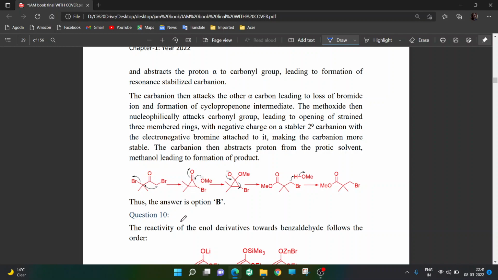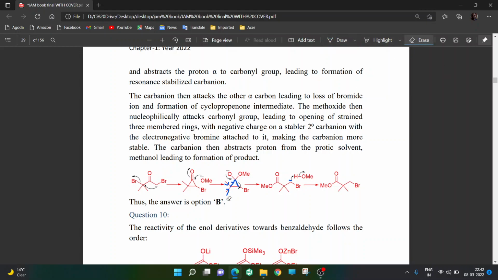Now OMe minus goes and attacks, and you get this O minus. Then when this comes down, one of the bonds will break, either this one or this one. Which side will break? It will break this side, because if you get a negative charge here, this negative charge is stabilized by this bromine. Whereas if it leaves here, you are getting a negative charge where both are methyl groups, and both will push electrons and destabilize the negative charge.